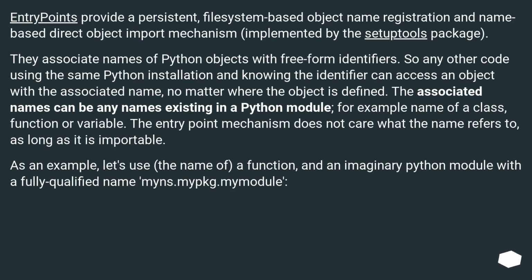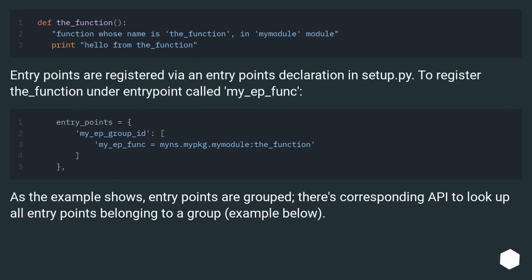As an example, let's use the name of a function and an imaginary Python module with a fully qualified name mines.mypy.mymodule. Entry points are registered via an entry points declaration in setup.py. To register the underscore function under an entry point called my_ep_func. As the example shows, entry points are grouped. There's a corresponding API to look up all entry points belonging to a group, example below.